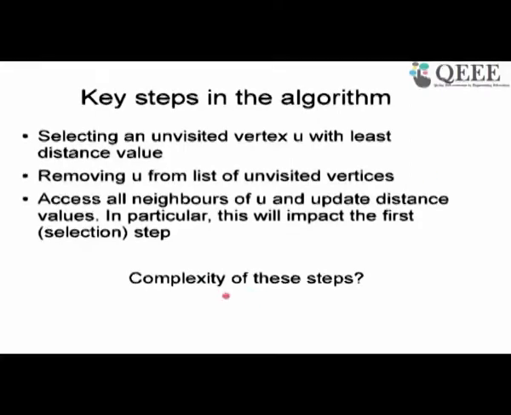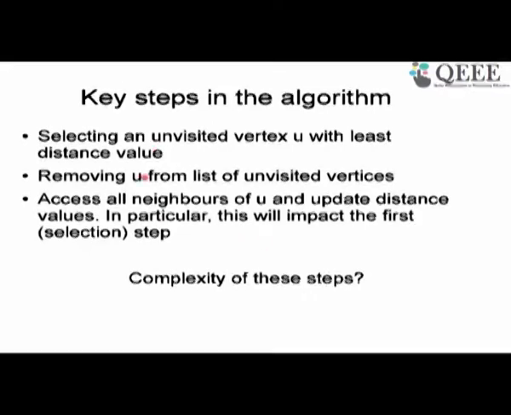So what is the complexity of this algorithm? There are 3 steps in Dijkstra's algorithm. Your first step is selecting an unvisited vertex U which has the least distance value. That is the first step. The second step is to remove U from the list of unvisited vertices. Okay, that is the second step. The third step is to access all the neighbors of U and update the distance values of the neighbors.